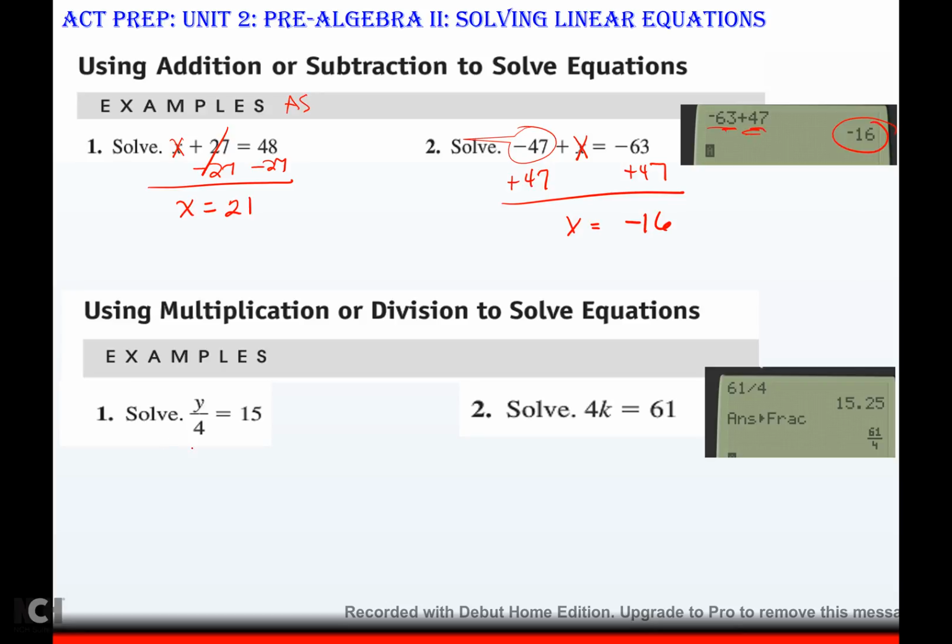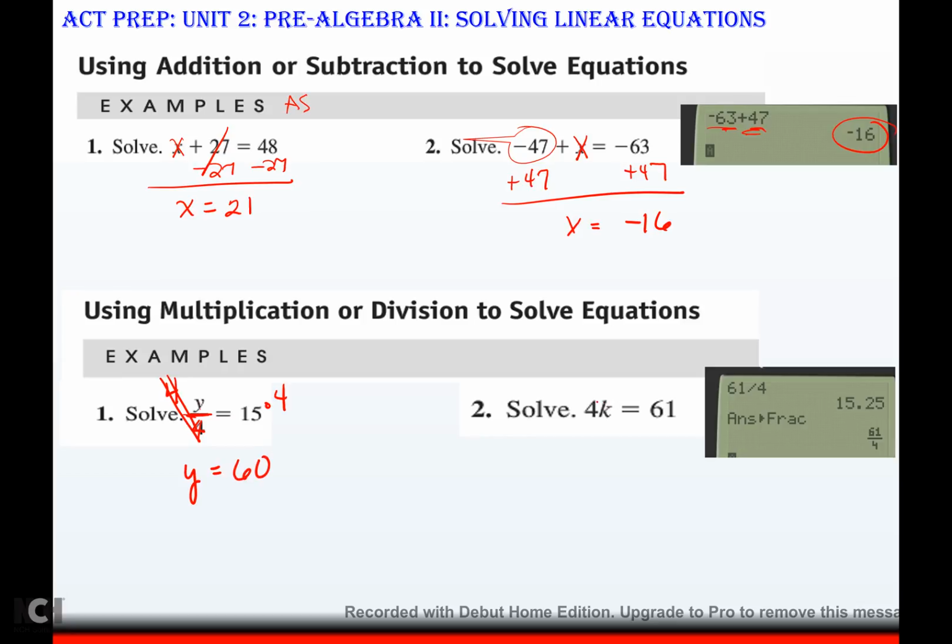Okay, on this bottom one, they have y divided by 4. To undo dividing by 4, I need to multiply by 4. But the only rule is I have to do it to both sides. I mean, technically this is 4y divided by 4. In other words, the 4's cancel and y is alone. And 15 times 4 is 60.